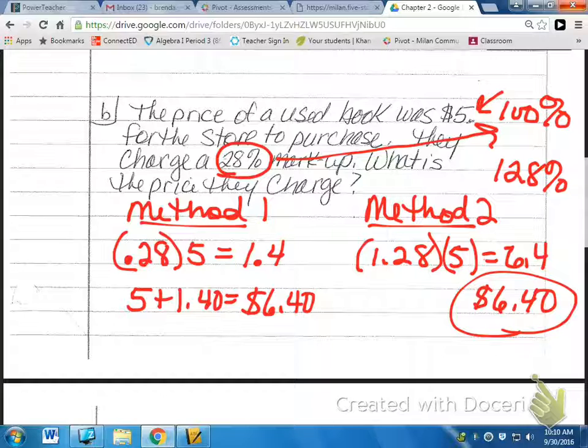You're going to pay 100% of what you paid. Plus you're going to charge 28% more. So you need 128% of that $5, $6.40. Doing it all at once. Questions about that?